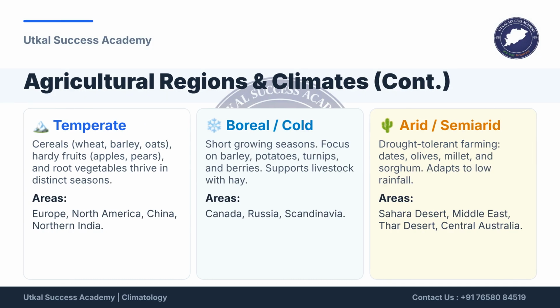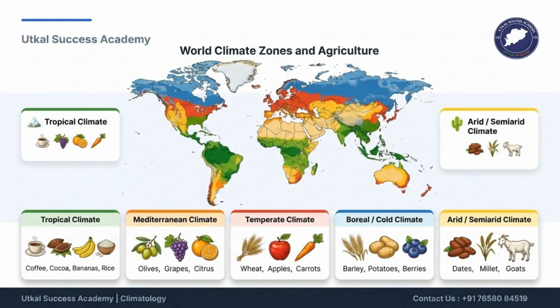In temperate regions, cereals and hardy fruits thrive across distinct seasons. The boreal or cold climates focus on barley, potatoes, and berries due to short growing seasons. Arid and semi-arid regions rely on drought-tolerant crops like dates, olives, millet, and sorghum. This map illustrates the different world climate zones and their corresponding agricultural practices. Each climate type supports specific crops that are best suited to its unique temperature and rainfall conditions.